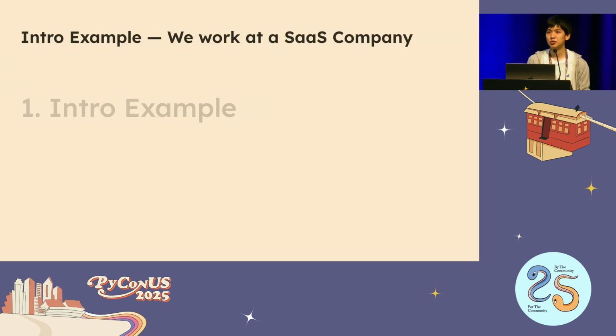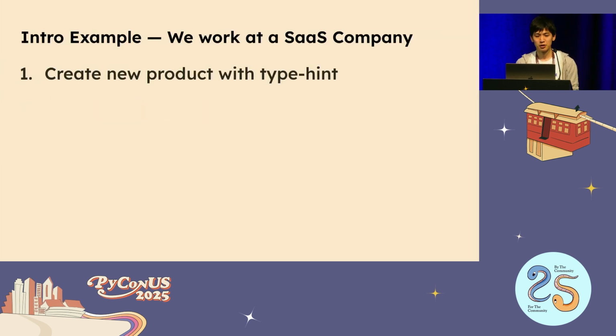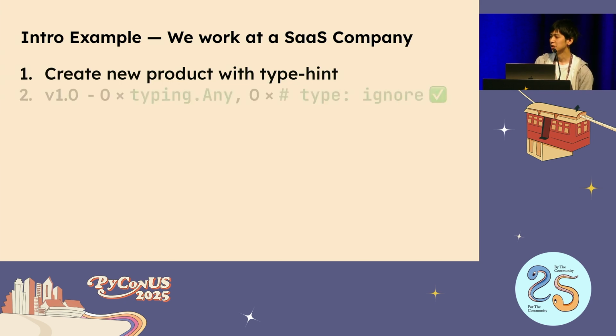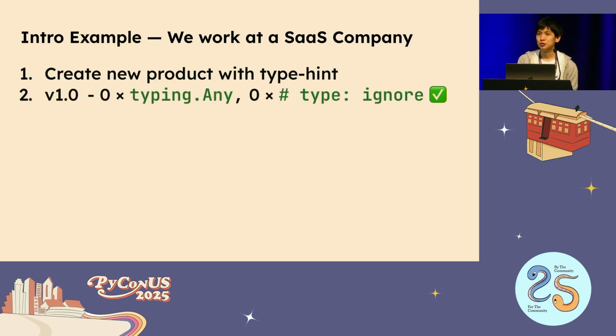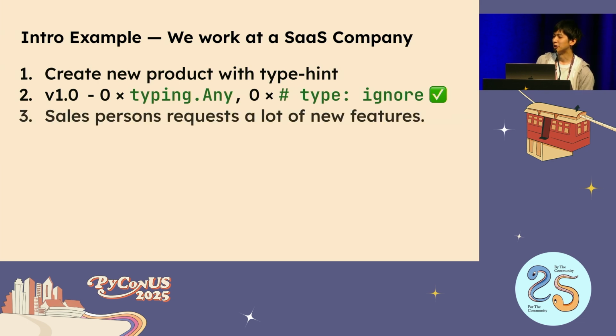The first intro example. Imagine we work at a SaaS company, and someone said, yeah, we should create the new product with type hints in Python. It's okay. We can release the first version with very clean code, zero typing Any and zero type ignore comments. It's very good.